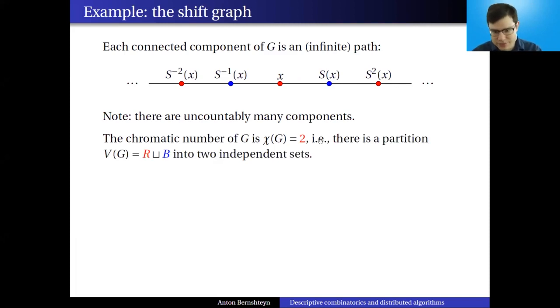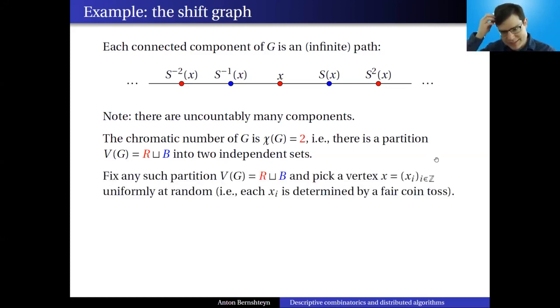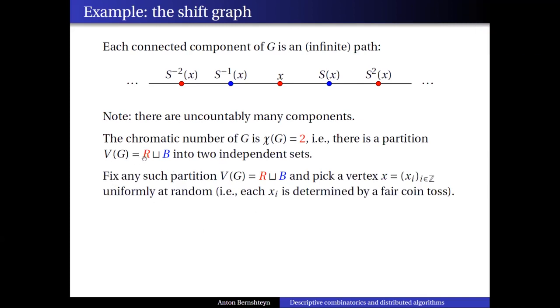And just to say it again, what this means is that I can partition the vertex set of my graph into two independent sets, say the red set and the blue set. So now the type of question that a person in descriptive combinatorics would ask is something of the following sort. Well, okay, we have such a partition into red and blue vertices, so fix any such partition.